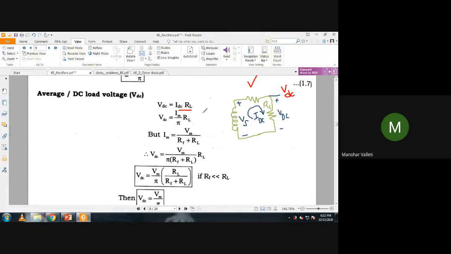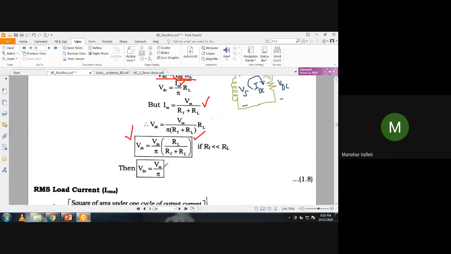As we are finding the output voltage, we will only use the output DC voltage and the output DC current. As the DC voltage will be available only at the load, that's why the equation is VDC equals IDC into RL. IDC you already found out. You substitute the IDC value, that is Im by pi, where Im equals Vm by Rf plus RL. If you substitute and bring all the quantities to one side, VDC equals Vm by pi times RL by Rf plus RL. This is the actual equation based on the analysis.